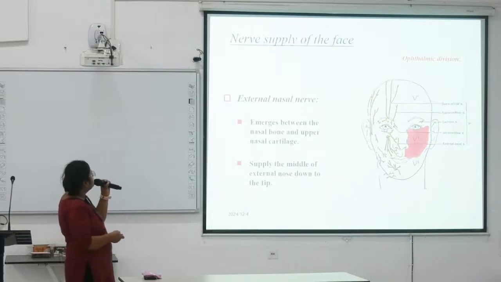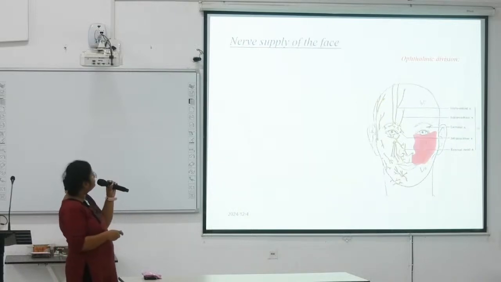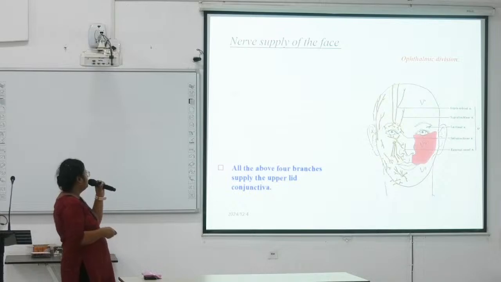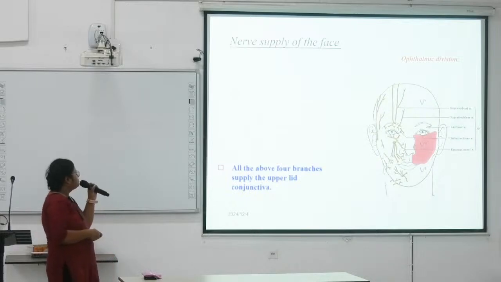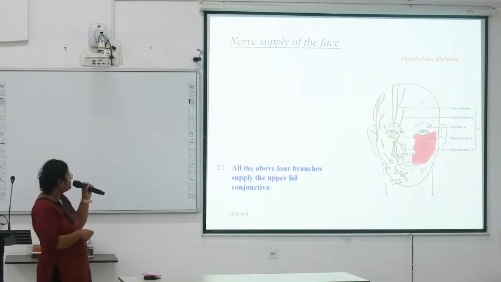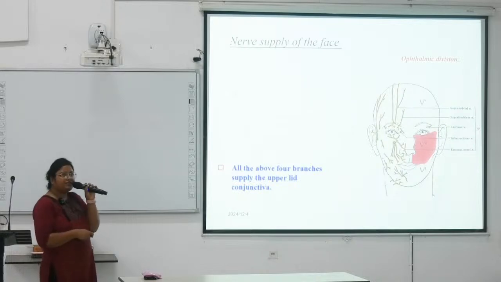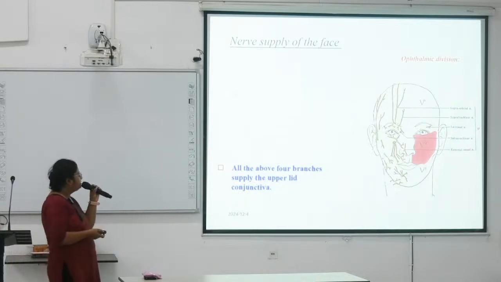Previous chart. So all the previous four divisions are supplying the upper eyelid and the conjunctiva.